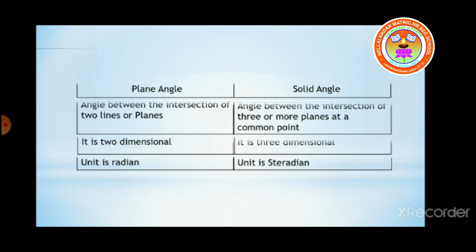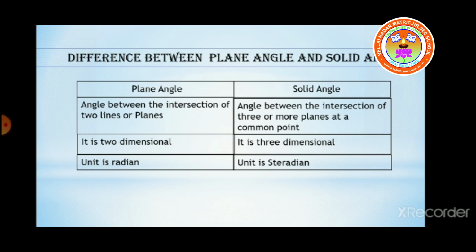So next we move on to the difference between plane angle and solid angle. Plane angle is between the intersection of two lines or planes. Then what is solid angle? The angle between the intersection of three or more planes at a common point. The plane angle is two-dimensional because we are using two lines or two planes only. But solid angle is three-dimensional. Three lines are intersecting at a common point, so it comes under three-dimensional.